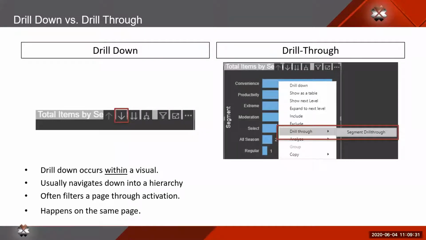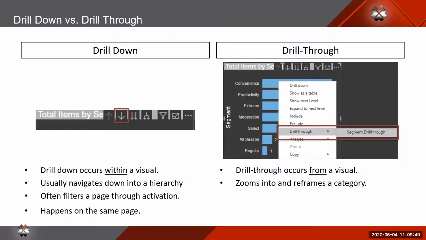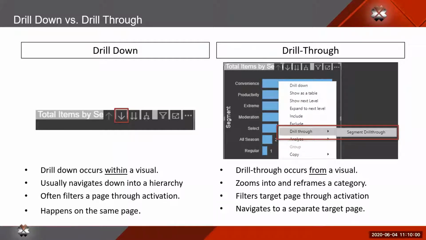However, a drill through typically occurs from a visual. This is an important distinction in preposition, because you're not working inside of the same visual, but you are moving to a new page. So a drill through occurs from a visual. It zooms into and reframes a category. It filters the target page that you navigate to through its activation, and it navigates the user to a separate target page.